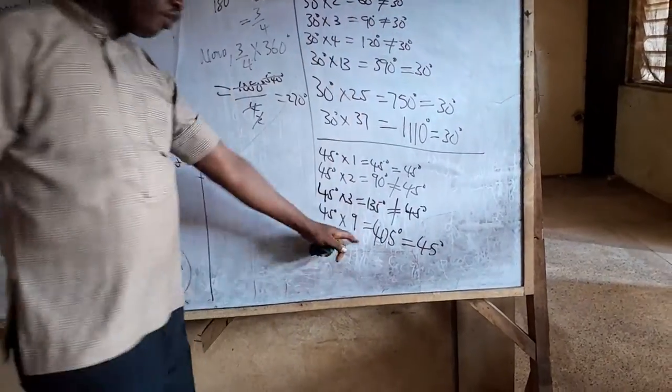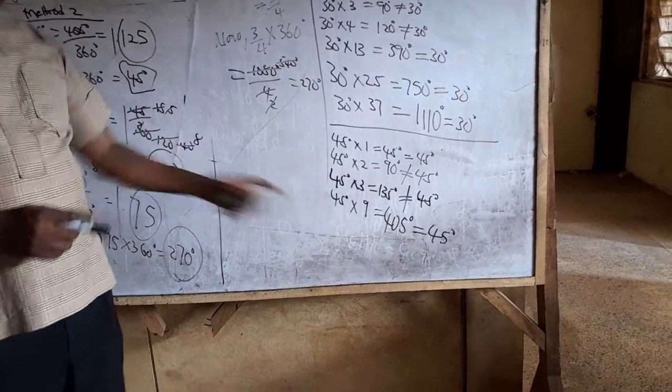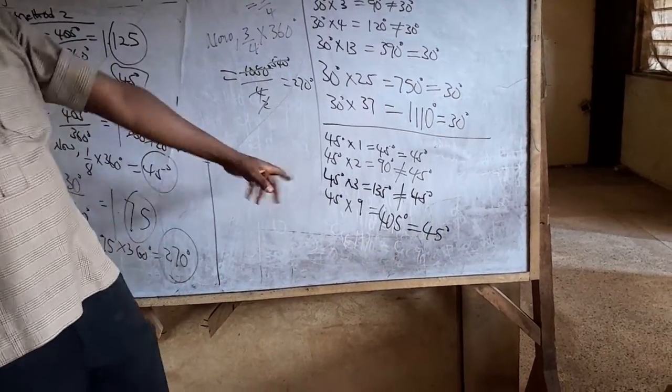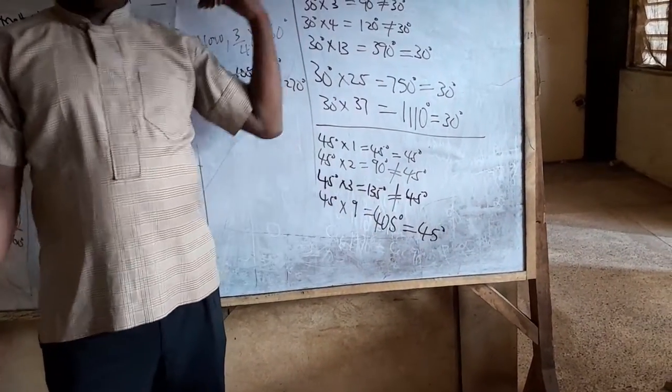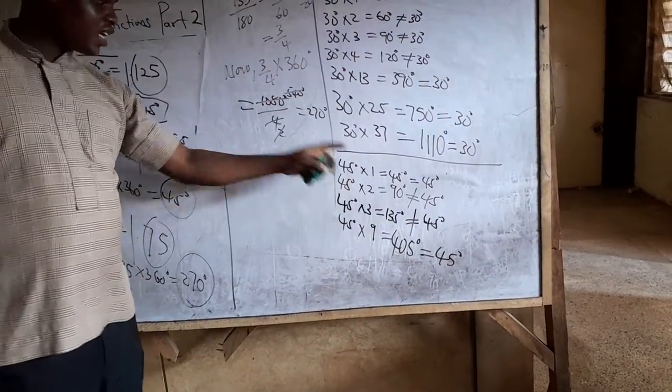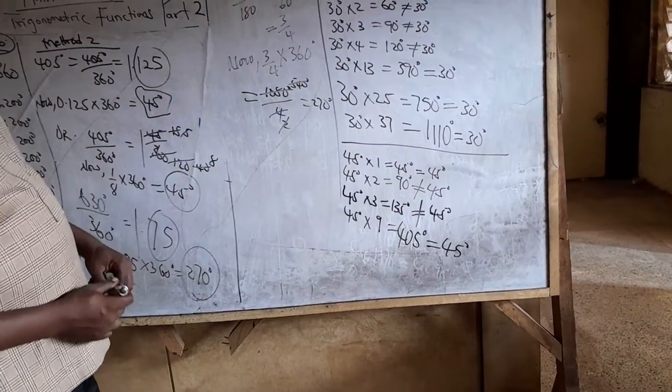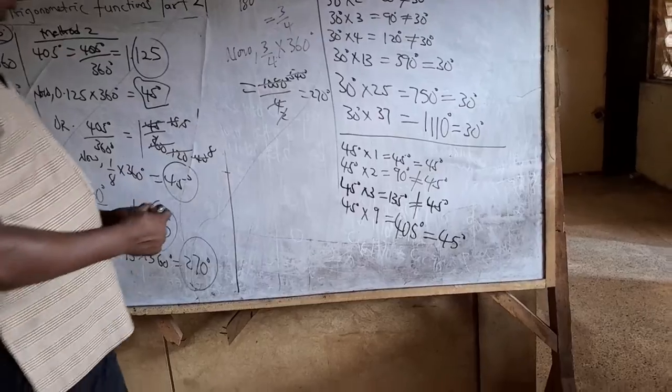Hence, sine 405 is sine 45, cos 405 is cos 45, tan 405 is tan 45. You know what we did before? If you bring another 8 interval to 9, because the 8 interval is 17.